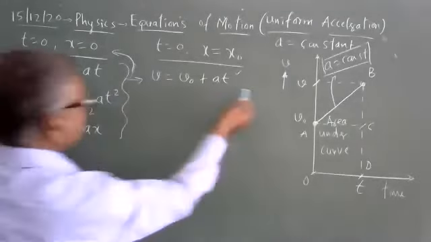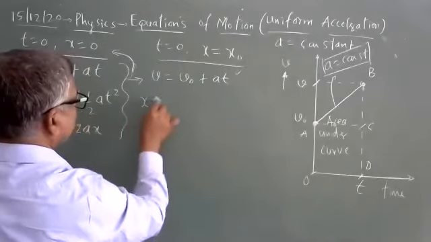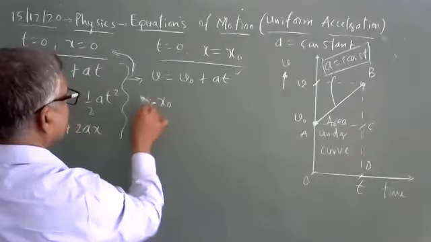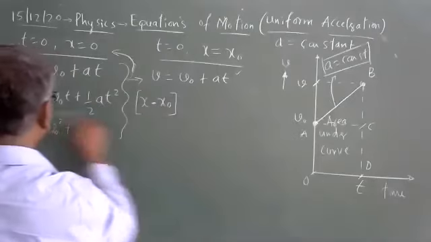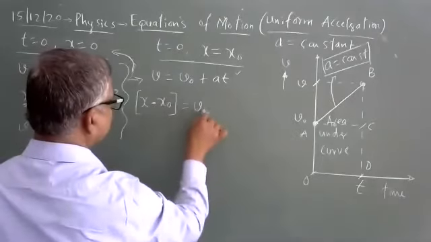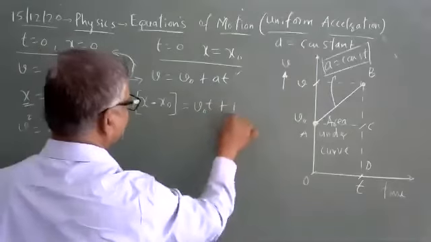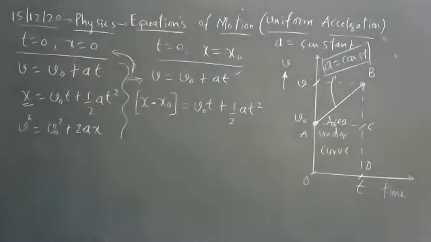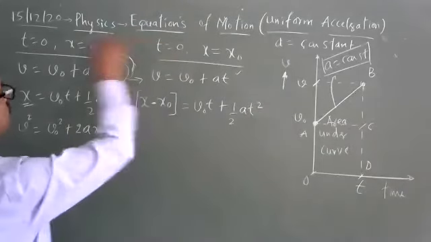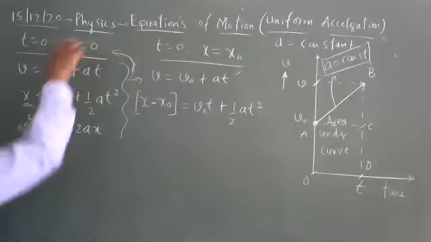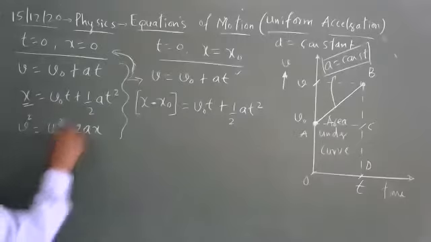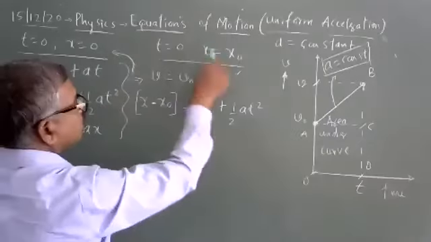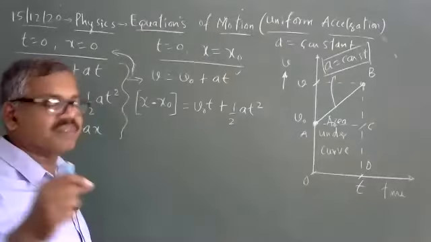Wherever x is there, replace x with x minus x naught. It becomes x minus x naught, which is equivalent to v0 t plus half a t square. I hope you're getting the point. When time was 0, position was 0, so the equation becomes like this. Now, if I take time equal to 0, position is x naught, some well-defined position.